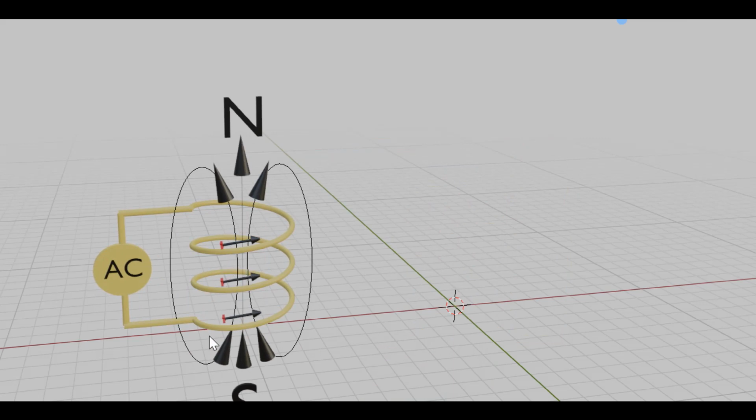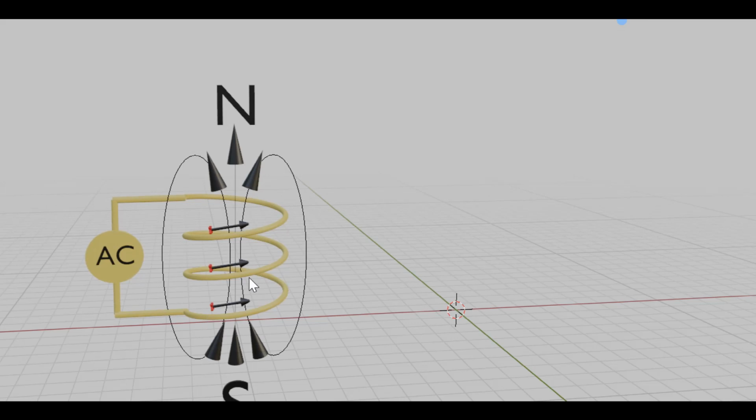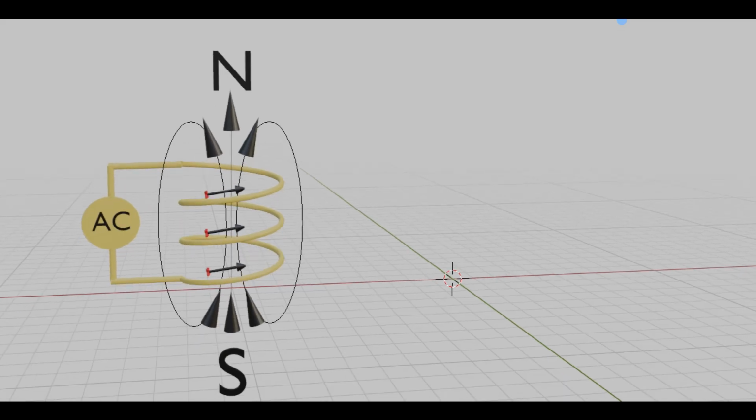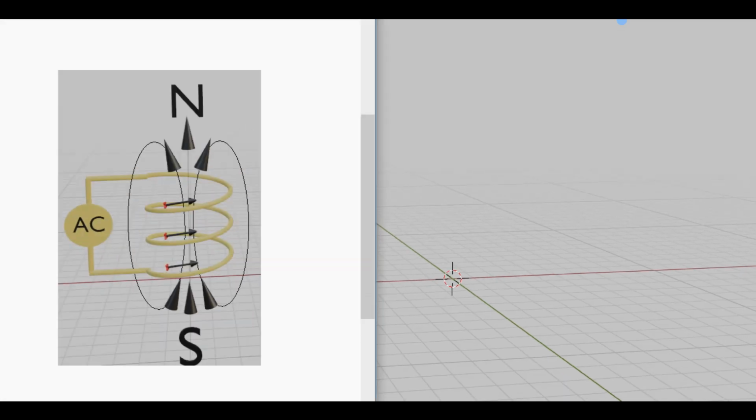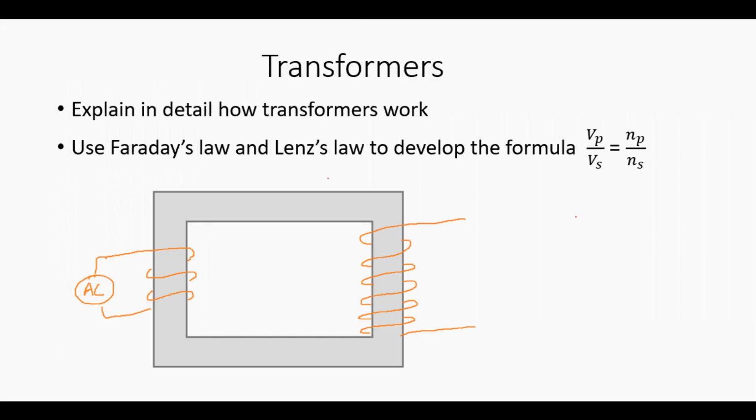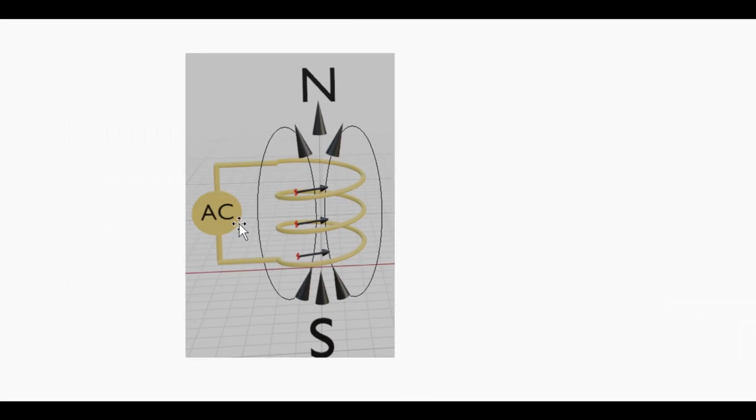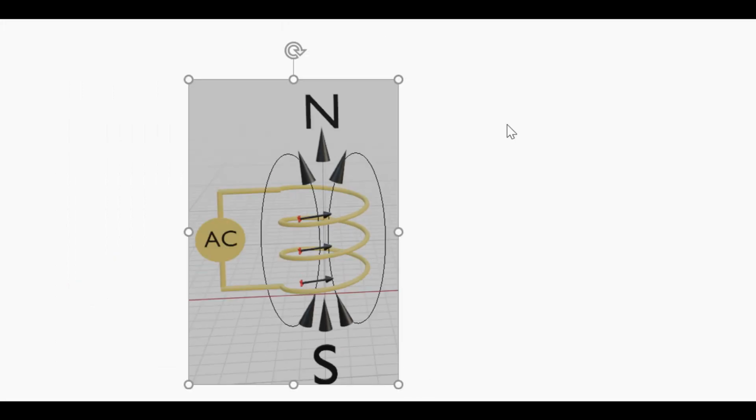So therefore, I don't think I've got an animation for this. I might just have to take a little picture of it and pop it in here. So as this magnetic field is increasing, Lenz's law says we must oppose that. So it's going upwards and it's increasing. So the opposite is to go down to decrease it.